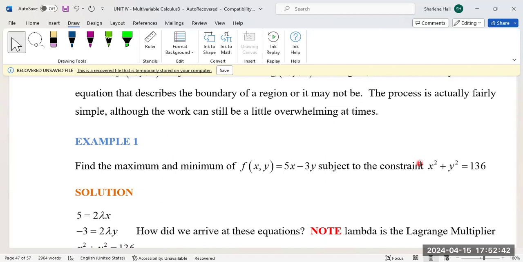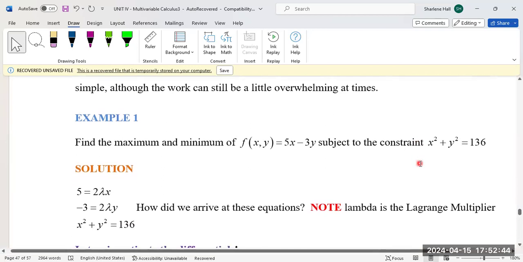Let's go. I'm looking at my function f of x, y, and it says 5x minus 3y. Now, this function is going to be subject to this constraint, so the constraint will have to be in regards to the function itself.